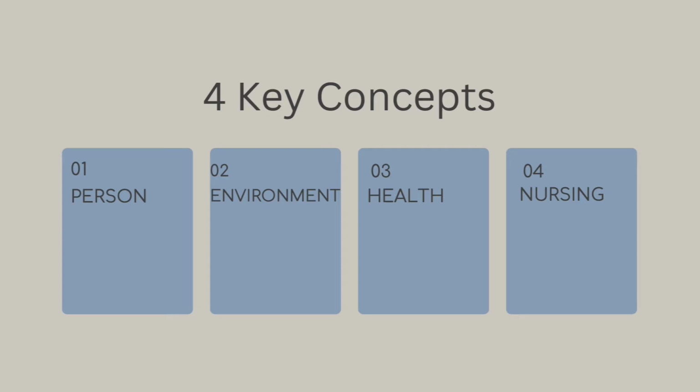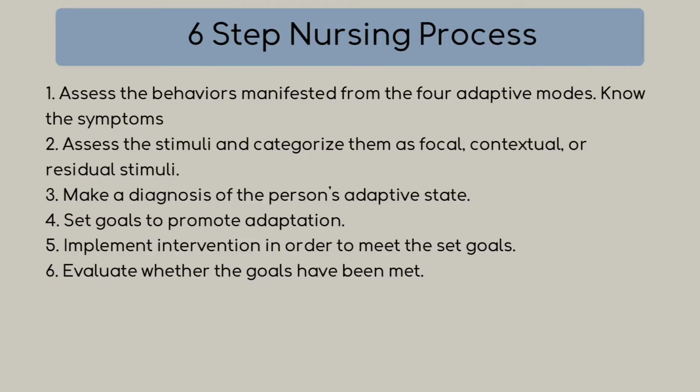If a person gets ill as a response to a stimulus, then comes the nurse who will assist the person back to health. The adaptation model includes a six-step nursing process. 1. Assess the behaviors manifested from the four adaptive modes. Know the symptoms. 2. Assess the stimuli and categorize them as focal, contextual, or residual stimuli. Determine the causes of the symptom.